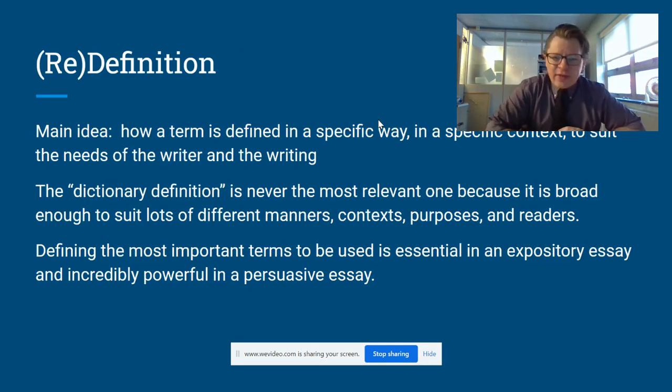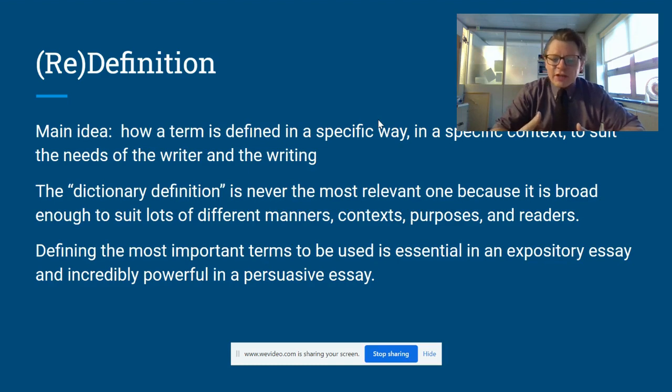Next, definition, and I've got that RE in parentheses here. Now, the re is there because honestly, whenever we're using definition, we're not just presenting an accepted definition. Instead, we're offering up a definition of our own that fits our needs, that fits the situation, the context, that is somehow a very, very particular take on something based on what we require. That's where that re comes from. We're taking something and redefining it based on our needs. So then, the main idea is always how a term is defined in a specific way, in a specific context, to suit the needs of the writer and the writing.